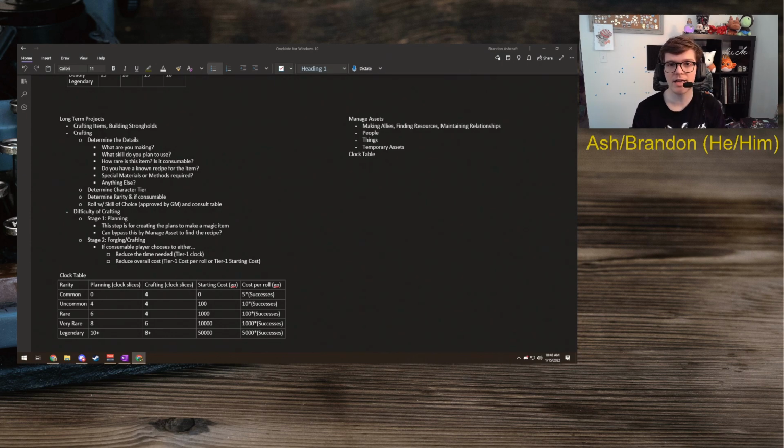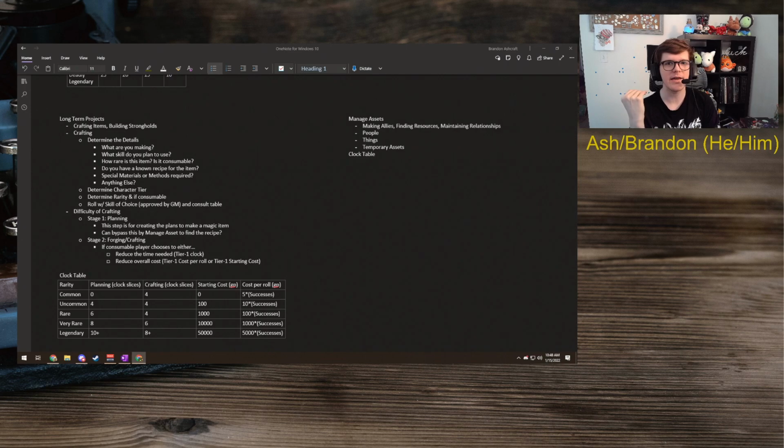You know, if it's a common item, most people know how to make it. But if it's a legendary item, do you have the plans for it? And then do you need any special materials or methods? And is there anything else you wanted to add not covered by those questions? This is almost literally what's in Blades in the Dark, and what it's supposed to get the player to do is think about what kind of item they're actually making and what may go into that construction.